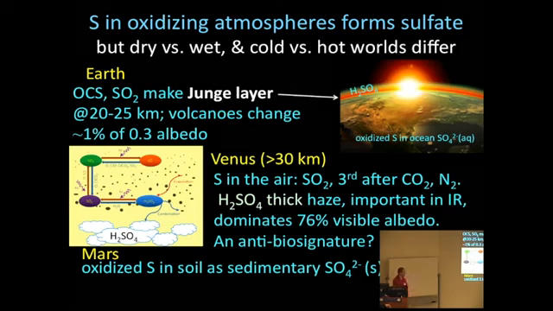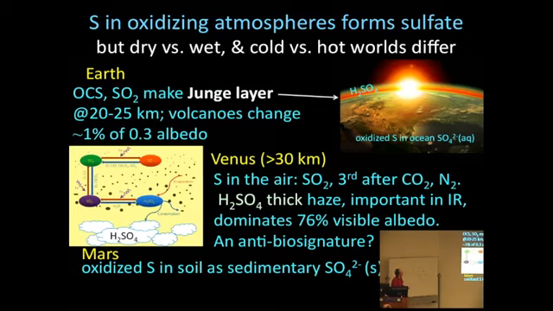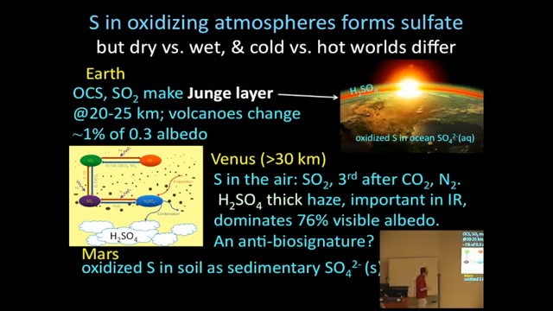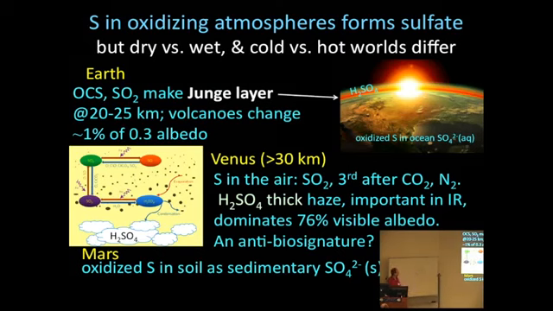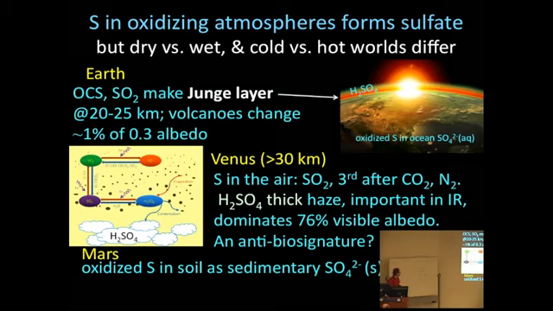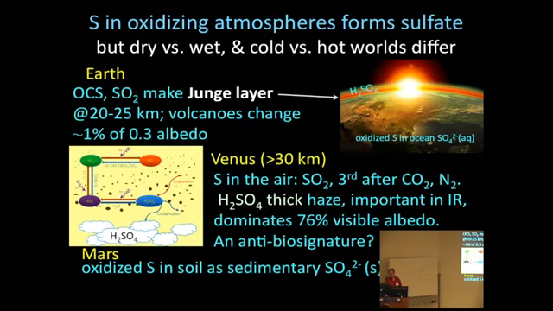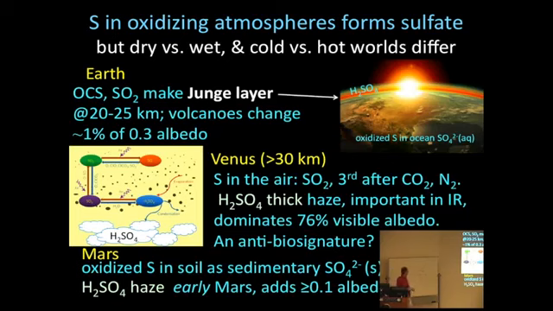It's also sort of an anti-biosignature, or an anti-habitability signature, in some ways, because instead of the S going into an ocean, which is where most of our sulfur is on the Earth, second most abundant negatively charged ion in the ocean after chloride, it's up in the air on Venus. Mars, it's in the soil. It's not in an ocean. It's not in the air. It's in the soil. But there may have been a haze on early Mars when it was volcanically active, and it would have added a significant albedo, so it doesn't help with warming early Mars if that's your game.